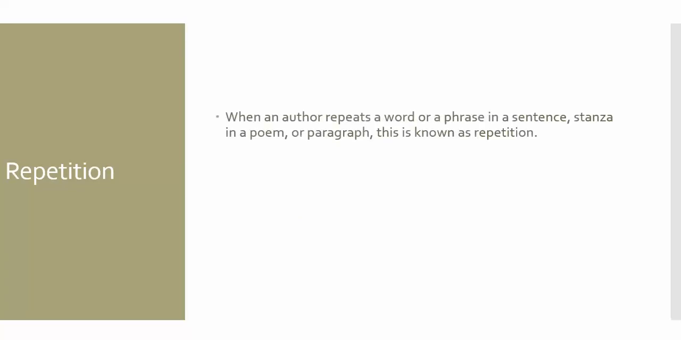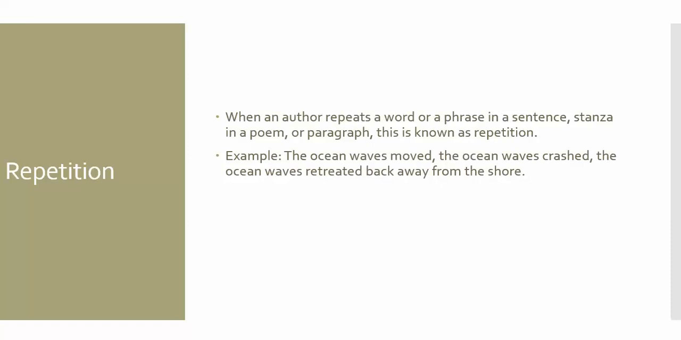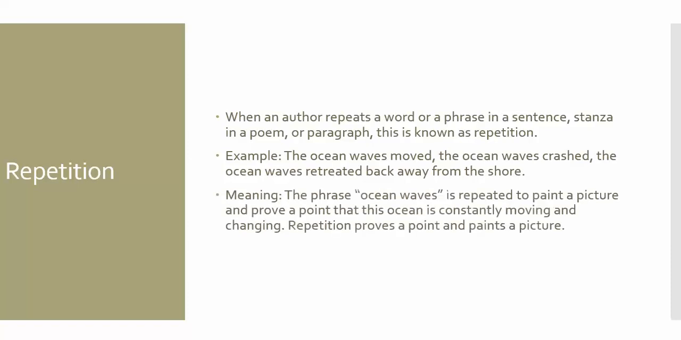Repetition. This is when an author repeats a word or a phrase in a sentence, a stanza in a poem, or a paragraph, and this is known as repetition. Example, the ocean waves moved, the ocean waves crashed, the ocean waves retreated back away from the shore. The meaning? Well, the phrase ocean waves is repeated, and it's repeated to paint a picture and prove a point that the ocean is constantly moving and changing. The purpose of repetition is to prove a point and to paint a picture.